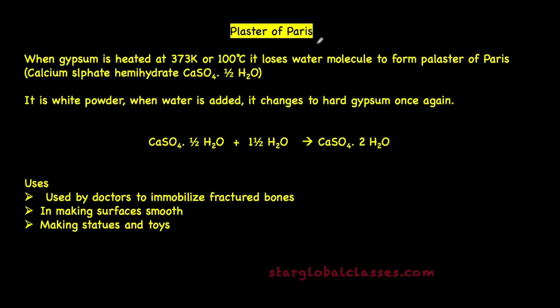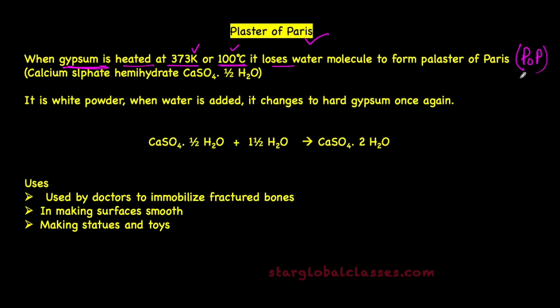The last compound in this chapter we are going to study is plaster of Paris. Plaster of Paris is made from gypsum. Gypsum is heated at 373 Kelvin or 100 degrees Celsius. You need to remember this temperature. 373 Kelvin is equal to 100 degrees Celsius. When gypsum is heated to 100 degrees Celsius, it loses water molecules to form plaster of Paris. Plaster of Paris we also say POP.